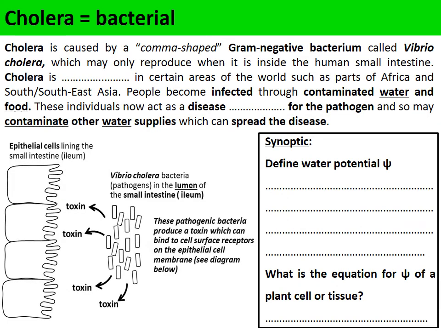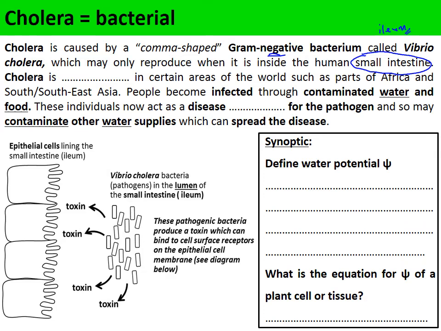So if we have a look at this slide, we can start to fill in the blanks here if we read through the paragraph. So it says cholera is caused by a comma-shaped gram-negative bacterium. That means if you stained the bacterium with a gram stain, at the very end of the process they would appear a pink colour because they retain the counterstain safranin. And the bacterium is called Vibrio cholerae. Now, it can only reproduce when it's inside the human small intestine, i.e. the ileum. So we can put here ileum.